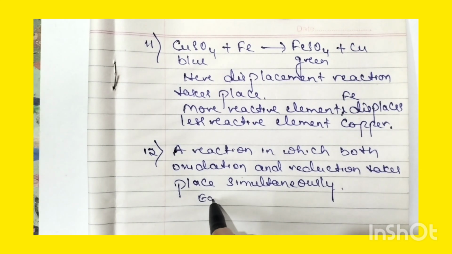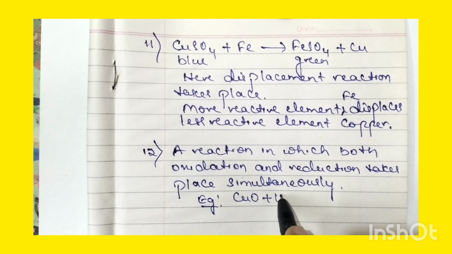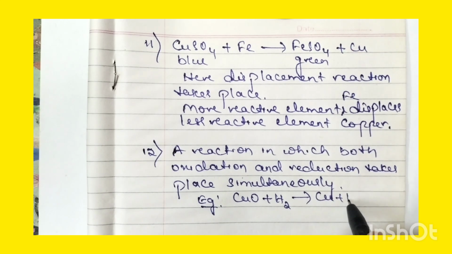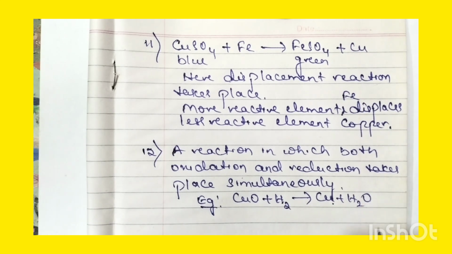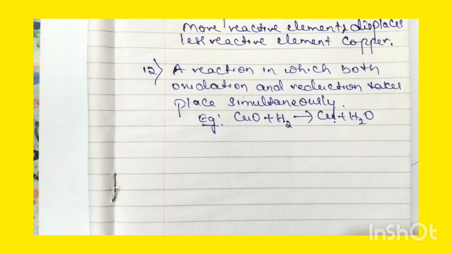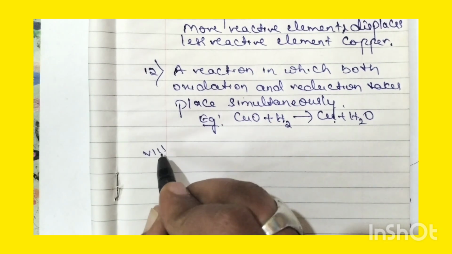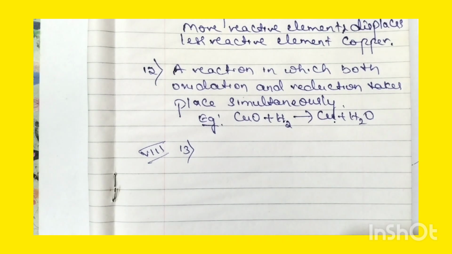So let us take an example. CuO plus H2 gives Cu plus H2O. Here copper oxide is reduced to copper, hydrogen is oxidized to water. Both oxidation and reduction are taking place simultaneously. Therefore, they are called redox reactions. So now let us move to the 13th question.